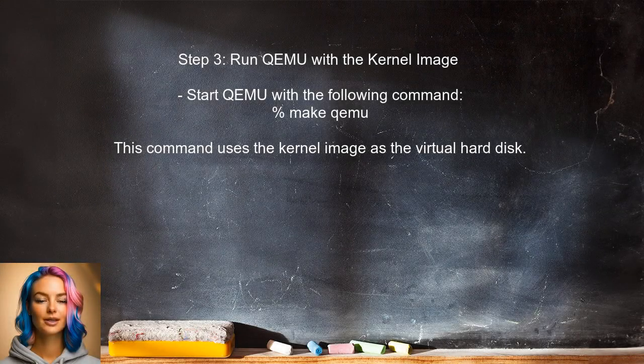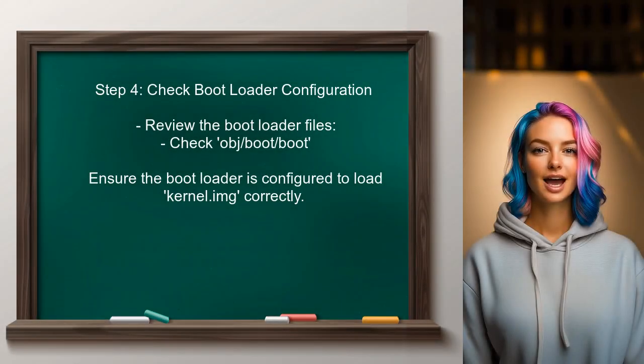After confirming the kernel image is present, the user should run QEMU with the correct command. This command should specify the kernel image as the virtual hard disk for the emulated PC. If QEMU still gets stuck, the user should check the bootloader configuration. It's important to ensure that the bootloader is correctly set up to load the kernel image. This may involve reviewing the boot directory files.